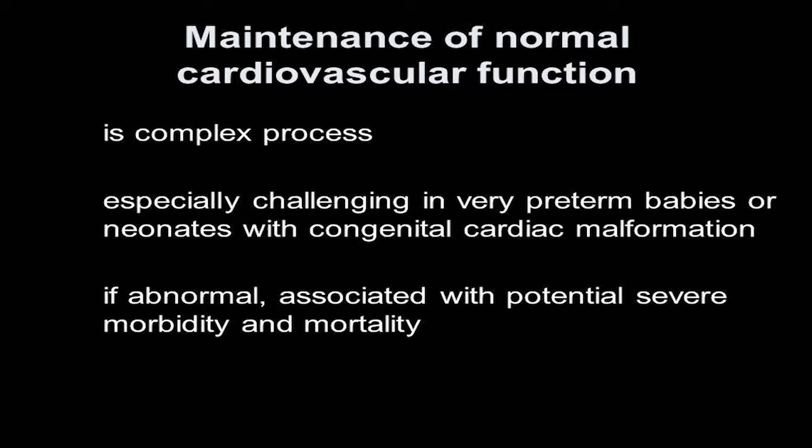So maintenance of a normal cardiovascular function is a very complex process influenced by the autonomic, central and peripheral nervous system. Paracrine and endocrine hormones influence this, the cardiovascular system itself, renal function, and especially in very premature neonates, this is a very challenging situation, as well as neonates with congenital malformations, such as congenital heart malformations. So if the cardiovascular function is abnormal, this is associated with the potential of severe morbidity and mortality. Therefore, it's very important that we monitor this.